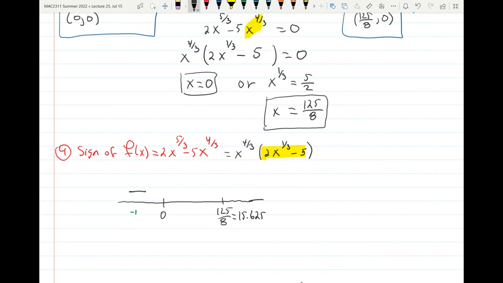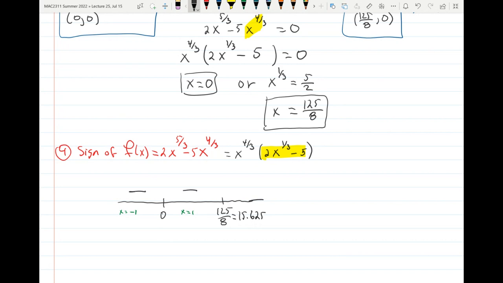Then let's pick a number between 0 and 15.625, so let's say 1. Always pick easy numbers that you can plug in. Here I'm going to pick x equals 1. When you plug it in, we get 2 minus 5, so we get a negative again.